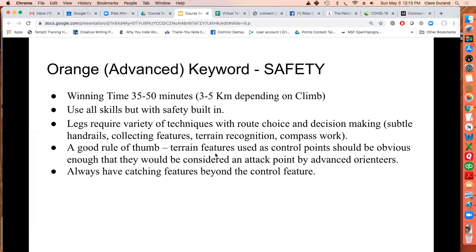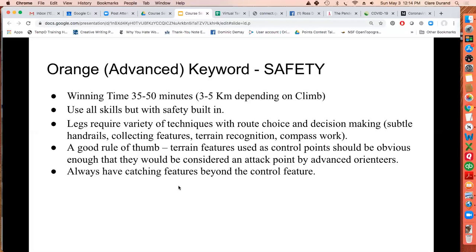So here's a good rule of thumb when thinking about what to use for orange control points, especially terrain things. I try to think of it that if you're going to use a terrain feature as a control point on orange, it should be the kind of thing that an expert orienteer would use as an attack point. So the kinds of things that those of us who are used to running expert courses feel are too easy, like a hilltop or a large reentrant or something like that, for us, that's a place we would go to attack from into a more minor feature.